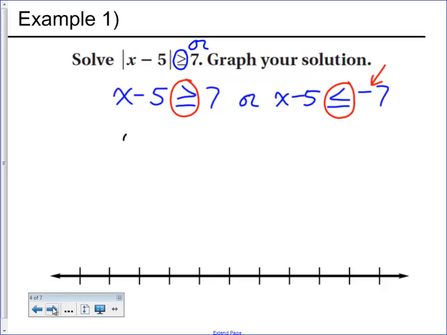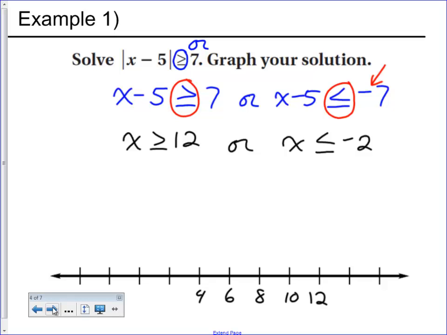Go ahead and continue solving. X is greater than 7 plus 5 will give you 12. The other side here we have, don't forget the OR, x is less than or equal to negative 7 plus 5 is negative 2. So I'm going to go ahead and put 12, 10, 8, 6, 4, 2, 0, negative 2.